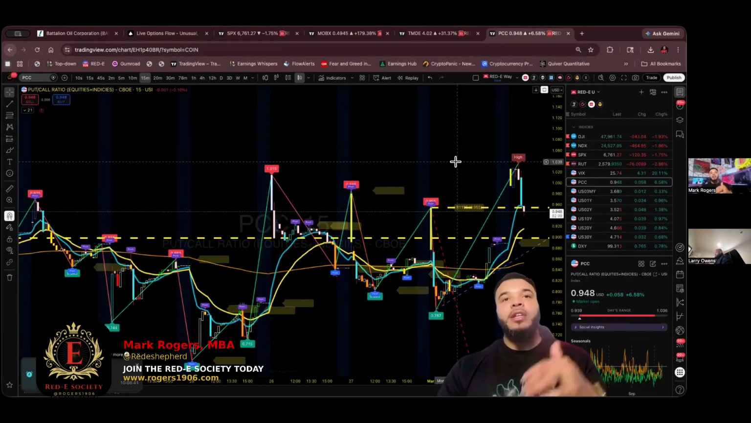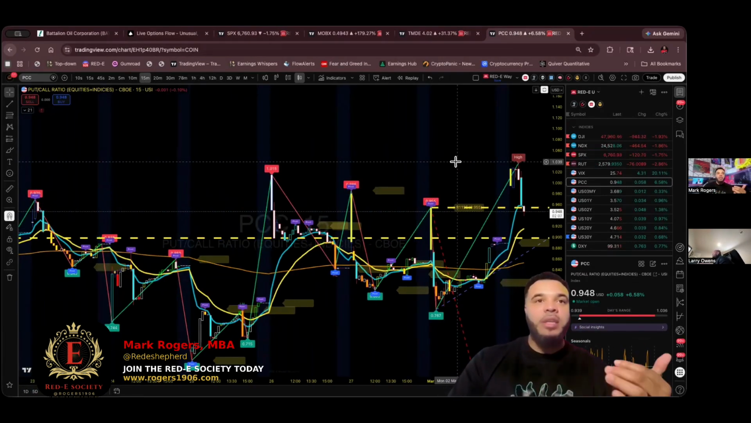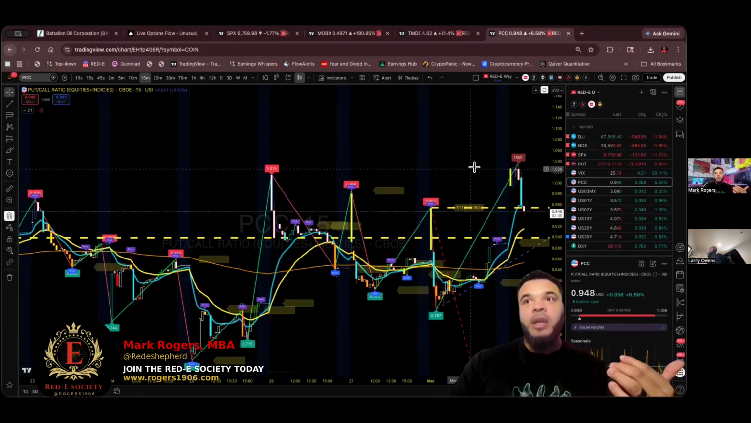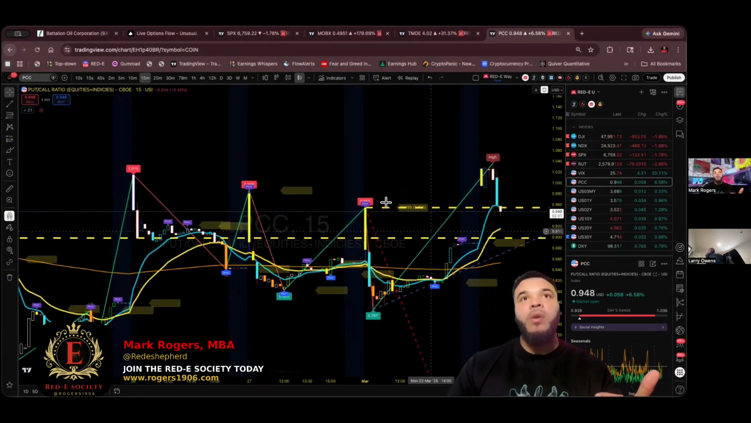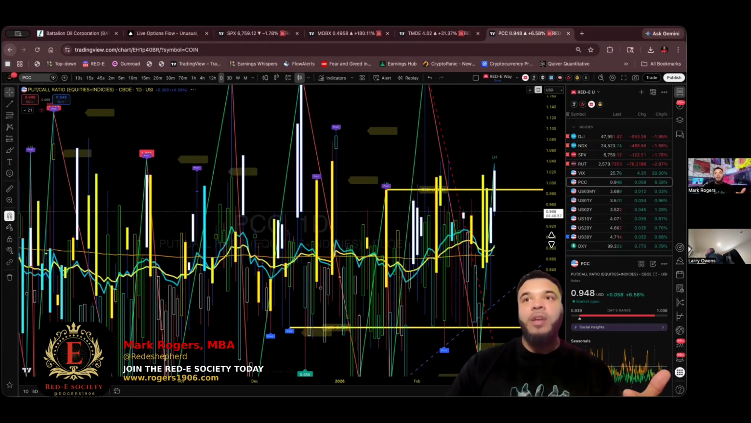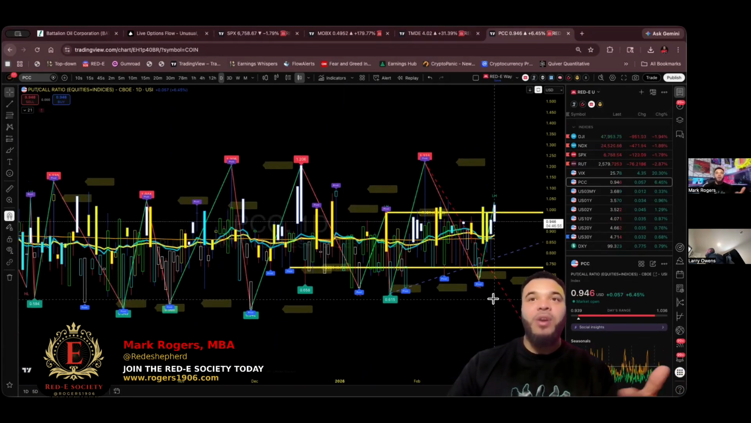So the higher it is, the more puts are being bought. Volatility is extremely high, meaning the VIX is high. But the lower this goes, that means calls are entering the market as well. But again, if you're looking at it from the daily, it's just pretty much all consolidated. We see a lot of ups and downs on it.